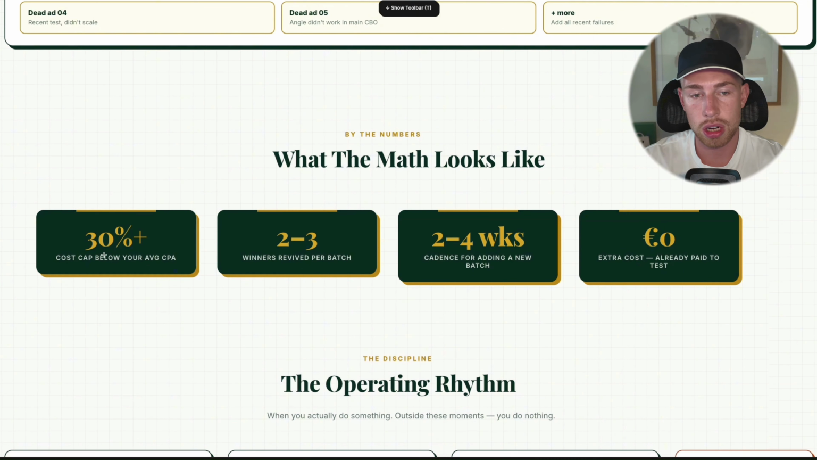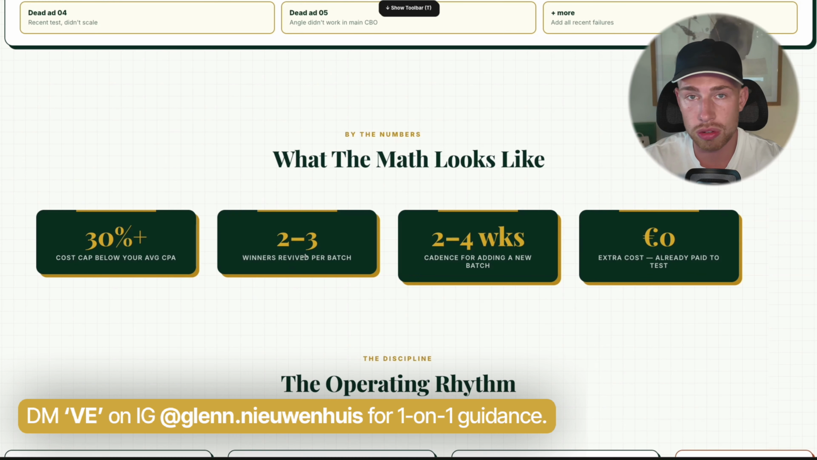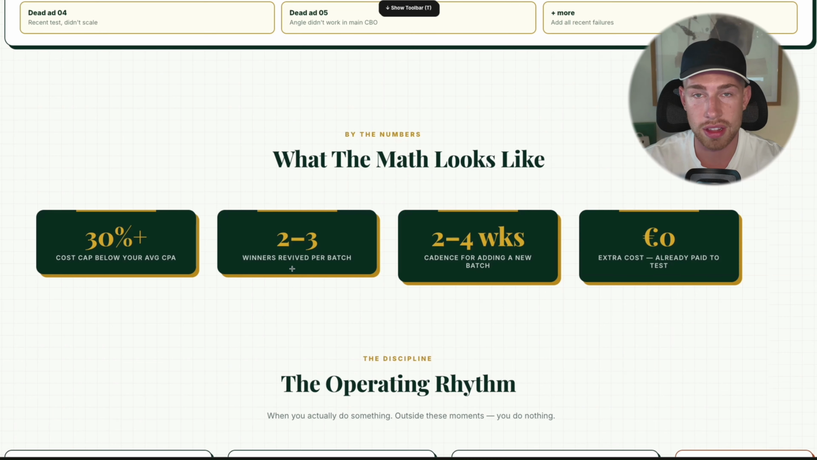So again, 30% plus cost cap below your average CPA. You will see that you will have maybe 2 to 3 winners revived per batch, and even only one is enough, because if one creative was revived, or it was not a winning creative but you literally made it a winner with the strategy, then it can bring you a lot of money, of course, if you can scale this creative, which is logical.